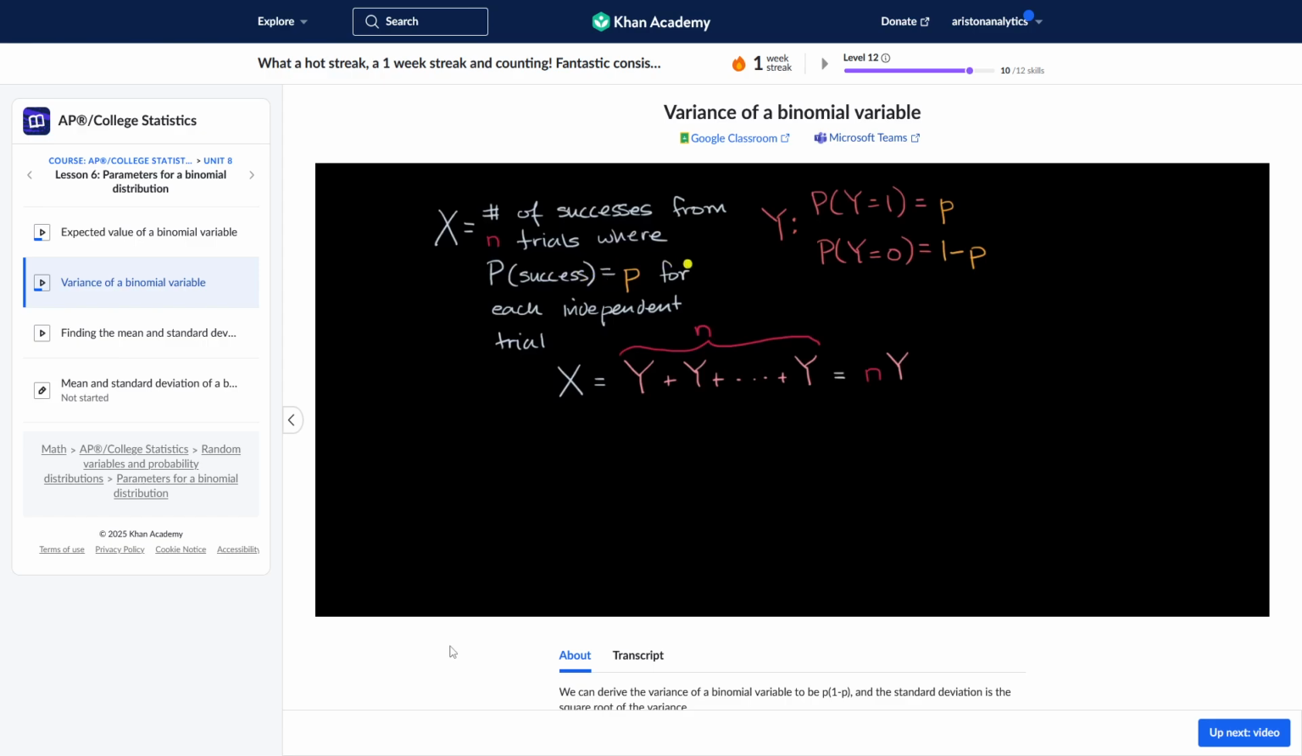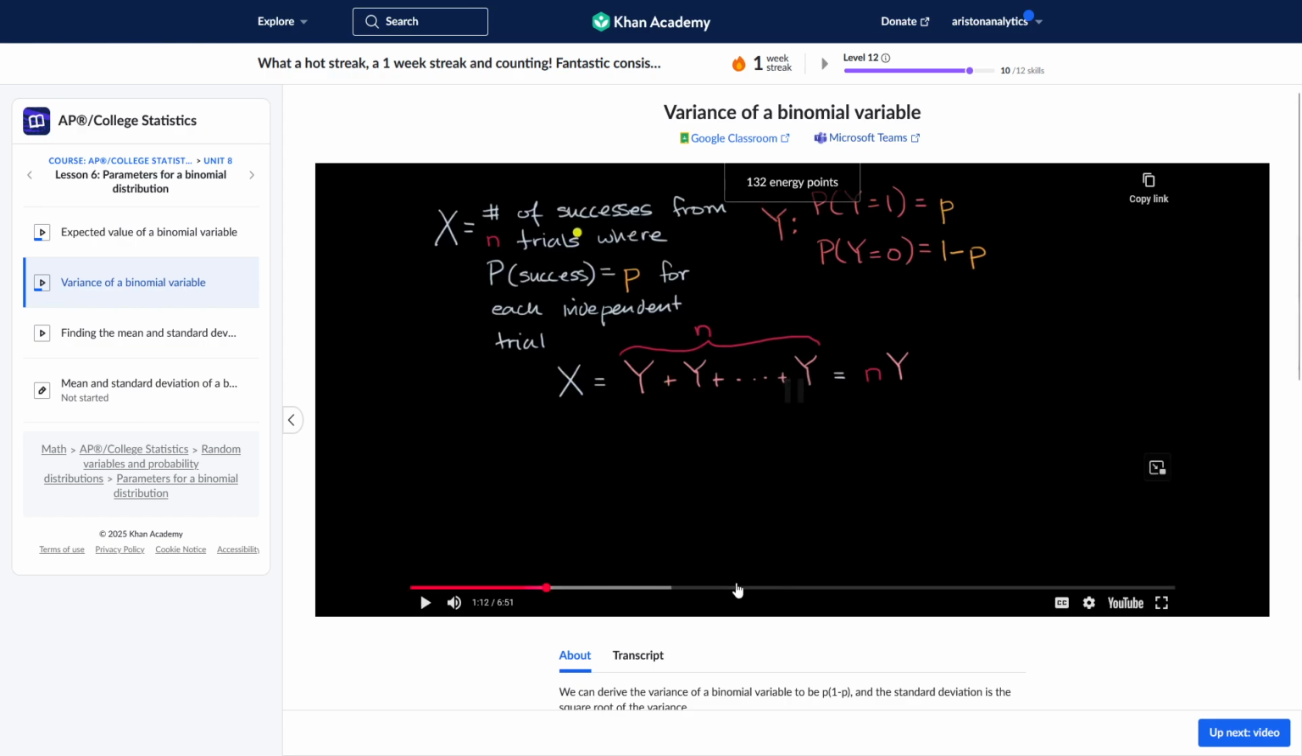And we also talked in that previous video about the expected value of this binomial variable. We said that this binomial variable can be viewed as the sum of n of what you could really consider to be a Bernoulli variable here. So this random variable y, the probability that it's equal to 1, you could view that as a success, is equal to p. The probability that it's a failure, that y is equal to 0, is 1 minus p. So you could view y, the outcome of y, as really a Bernoulli variable.